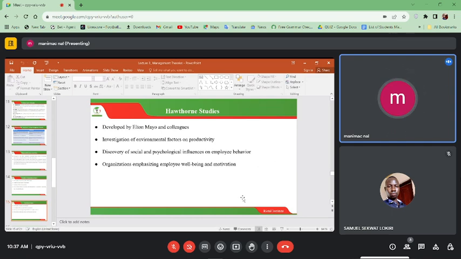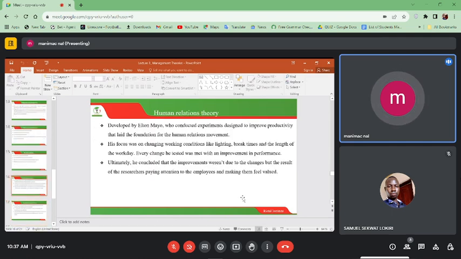Furthermore, we shall also look at another theory which is called the human relations theory. This is a theory which was developed by Elton Mayo, who conducted an experiment designed to improve productivity that laid the foundation for the human relations movement.